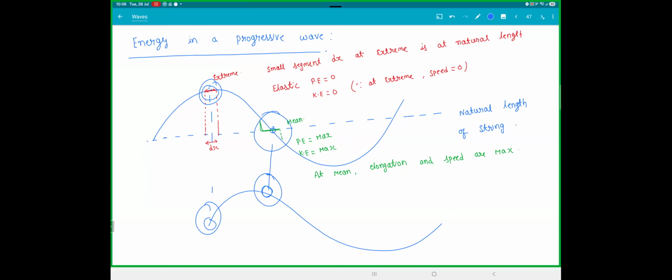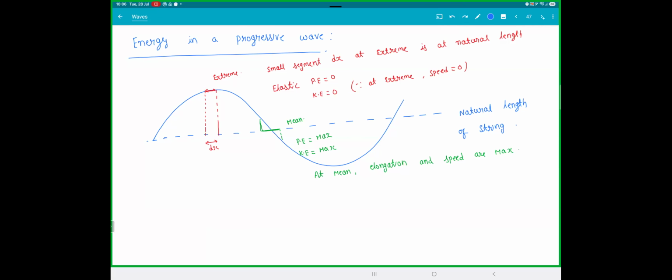Can you see what is happening? So every time it goes to the mean position, it will lose energy. Every time it comes to the extreme position, it will lose energy. When it comes to the mean position, it will gain energy. So the particles are gaining and losing energy. Energy is not conserved on a string.